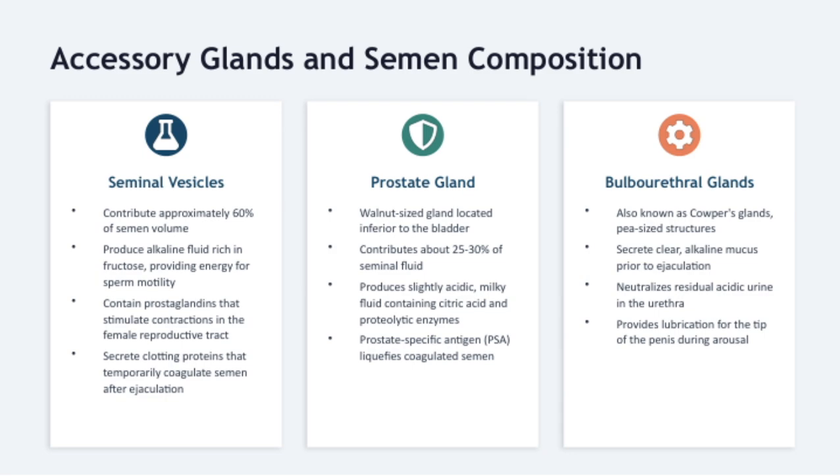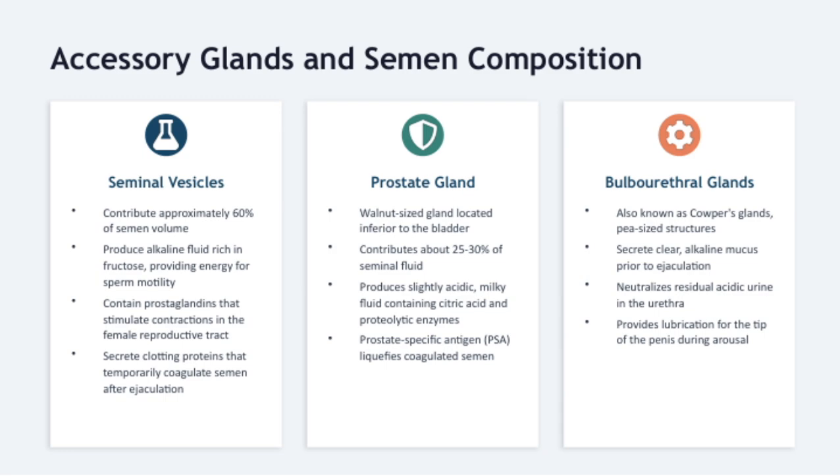The prostate also secretes prostaglandins, which are hormone-like substances that stimulate contractions in the female reproductive system, aiding sperm movement. Additionally, it produces clotting proteins that temporarily coagulate semen after ejaculation, helping it stay within the female reproductive tract initially.